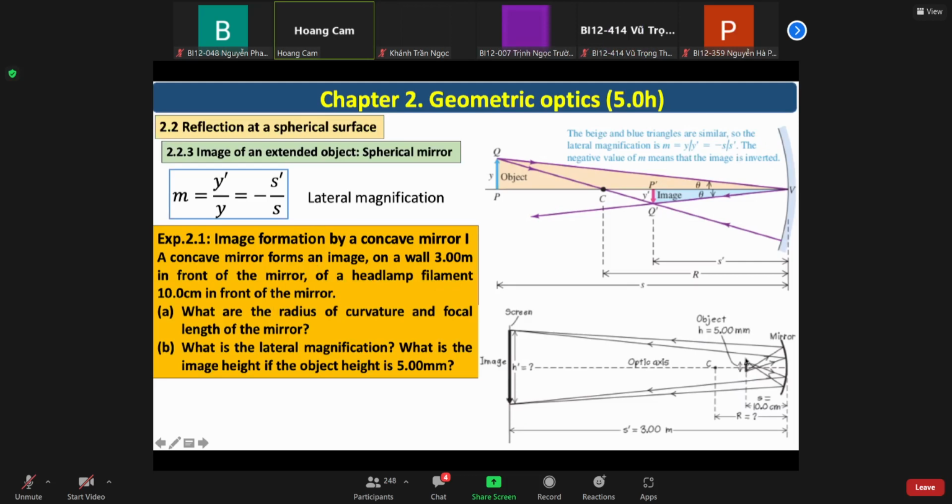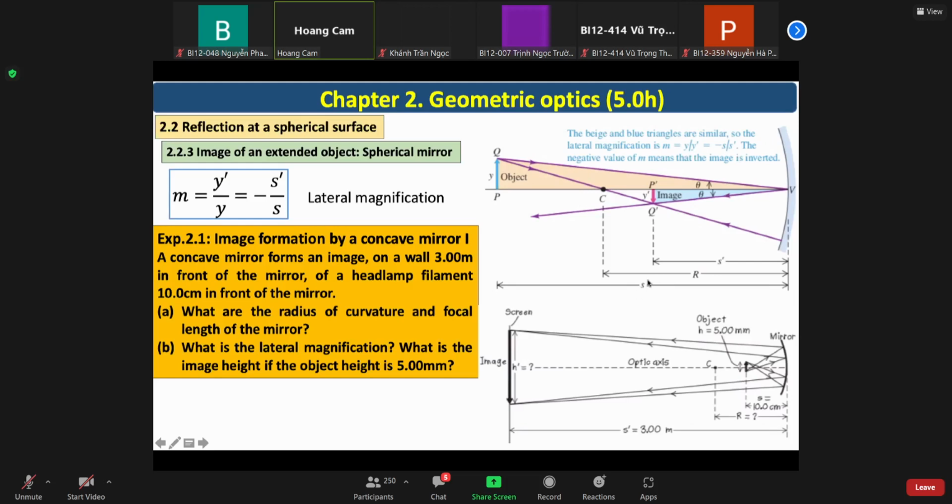It is the image of a headlamp filament 10 centimeters in front of the mirror. So the headlamp filament should be here, and it is the object. And you have the distance S equals 10 centimeters here. So you have S, you have S prime. You know the location of the object, you know the location of the image. And what they ask you to find is the radius of curvature, R, and the focal length of the mirror. So they ask you to find R and F.